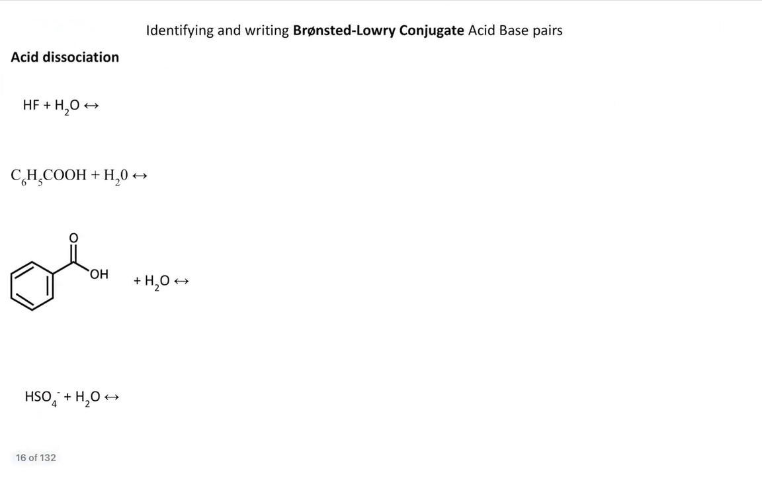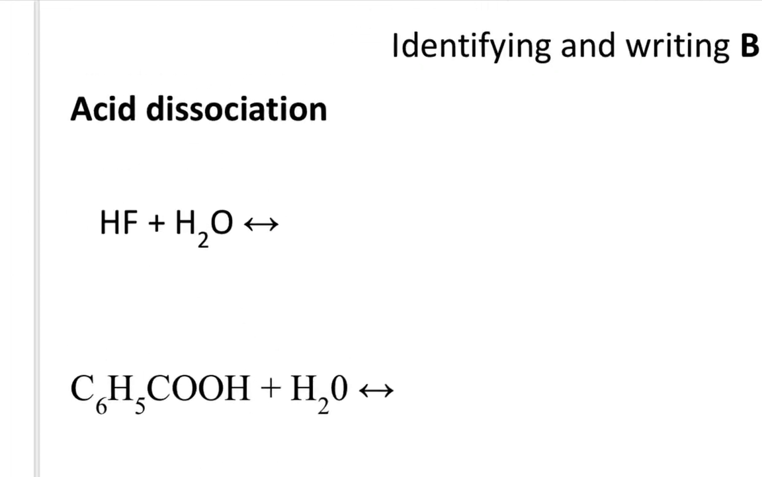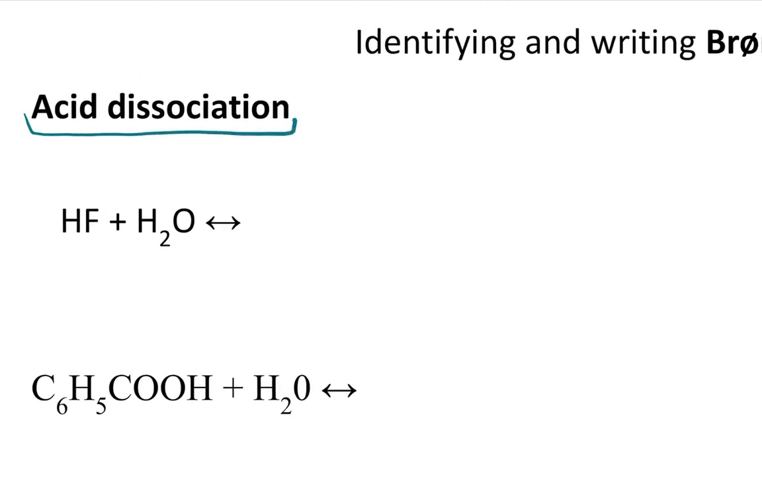So let's talk about that. Identifying and writing Brønsted-Lowry acids and bases. So these are all acid dissociations. So one of the two will behave as an acid. Now we're changing where we have water as a participant in the dissociation. And where water is a participant in the dissociation, we'll see the formation of the hydronium ion and the use of the hydronium ion or the OH. So let's look into that.